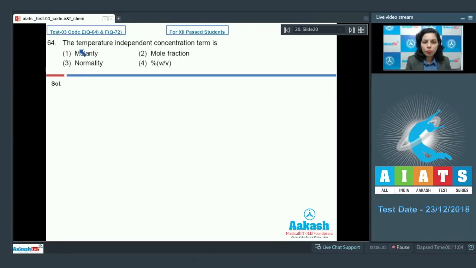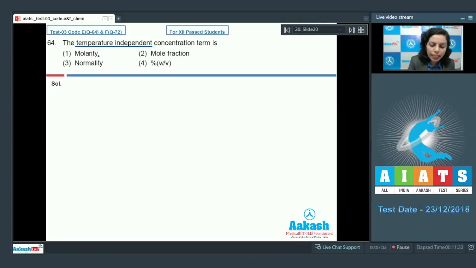Question number 64. The temperature independent concentration term is. We have different concentration terms given here and we have to choose that concentration term which is temperature independent, that does not depend on temperature. So if we consider a concentration term in which volume is there, that volume is always temperature dependent. And if your concentration term includes the volume, then definitely it would be changed by change in temperature.